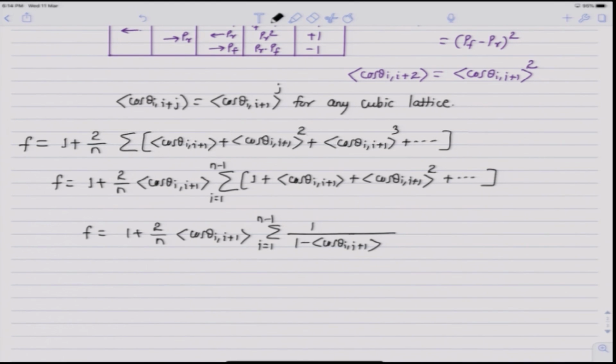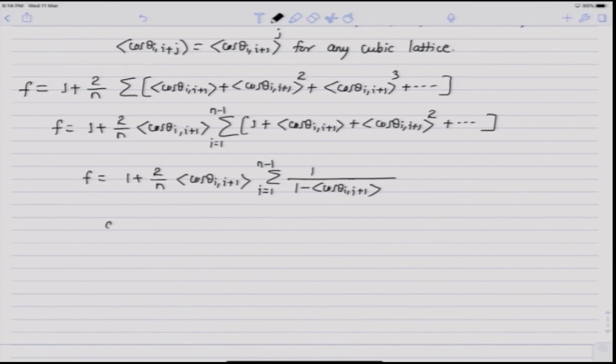Now, as I said earlier, as n tends to infinity, or for large values of n, the average of cos theta I plus 1 would be independent of I. That means, it should not matter which pair of successive jumps we are considering, the average of cosine between the two successive jumps will be same for any pair, the average taken over all the atoms.